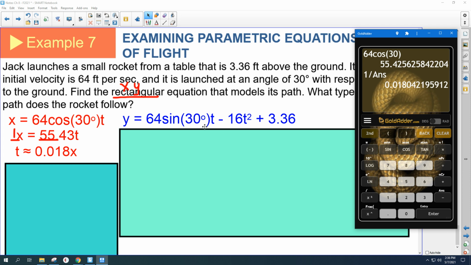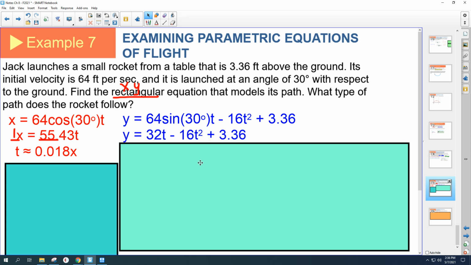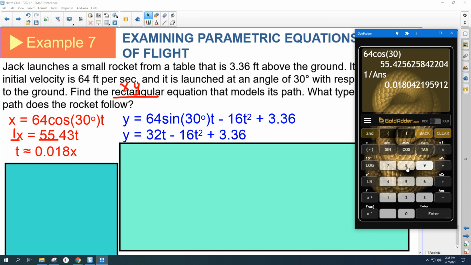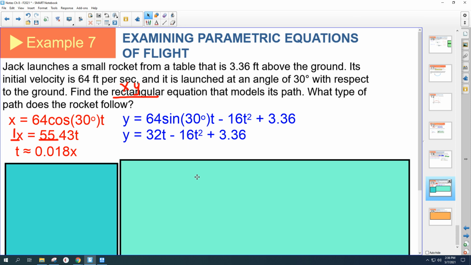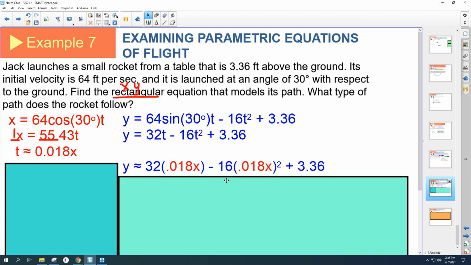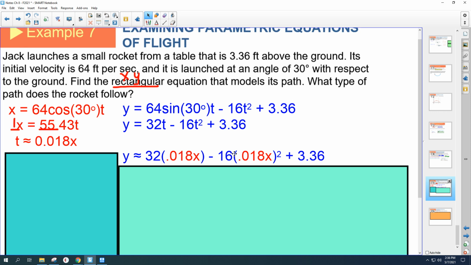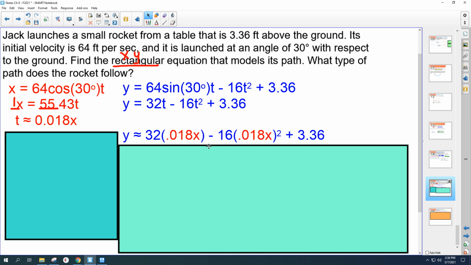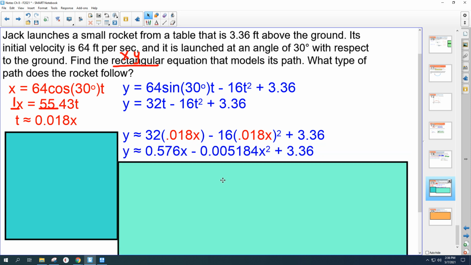All right, so 64 sine 30 is 32. You should be able to do that in your head, but remember sine 30 is 1/2. So of course that's 32. But I'm going to take this expression and plug it in for t. Okay, so I've done that right there. 32, I plug this in. t squared right here, plug that in. And just clean it up and simplify.